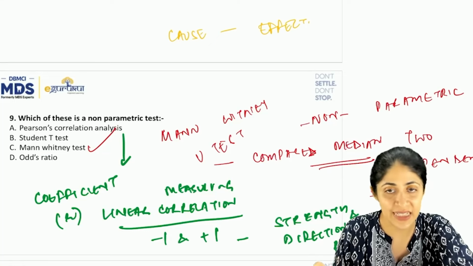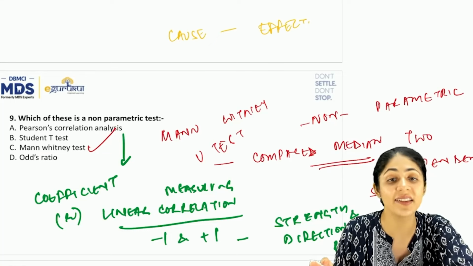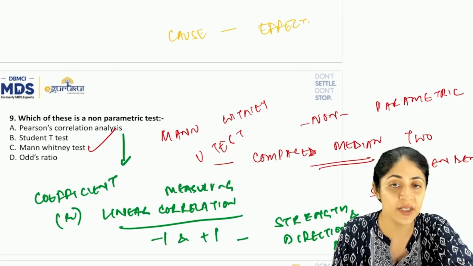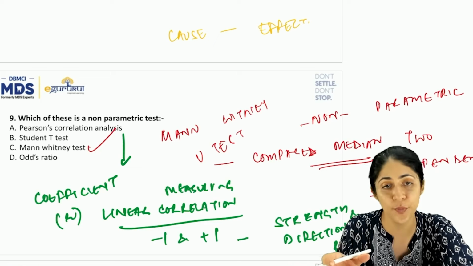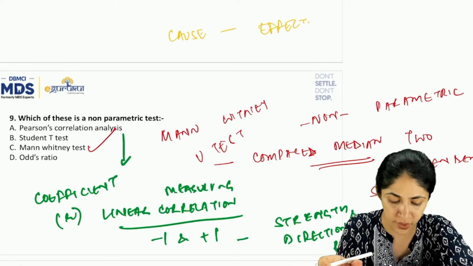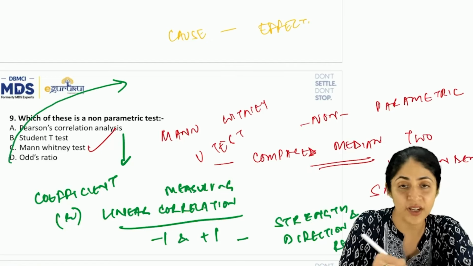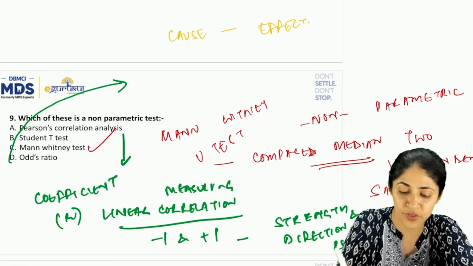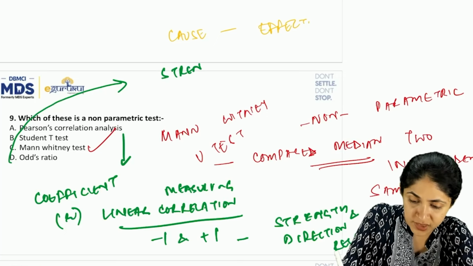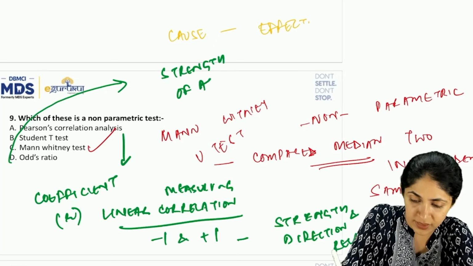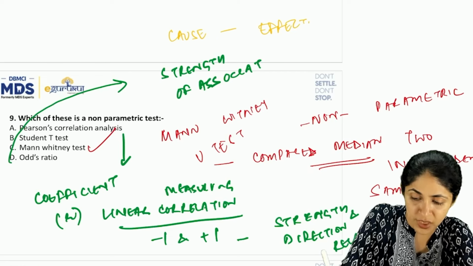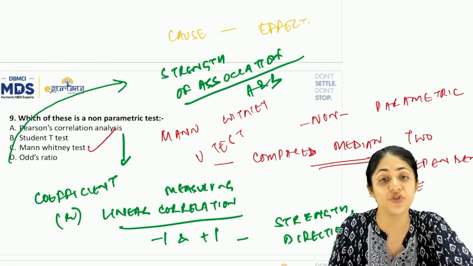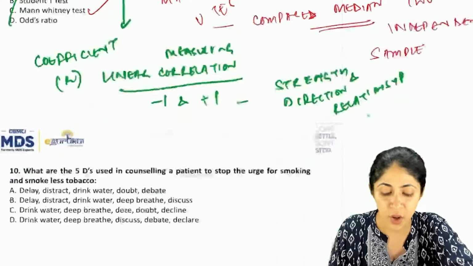What is student's t-test? Student's t-test is a statistical test to test whether the difference between the response of two groups is statistically significant or not. What is an odds ratio? Odds ratio is a statistic that quantifies the strength of the association. It quantifies how much the two events are related.